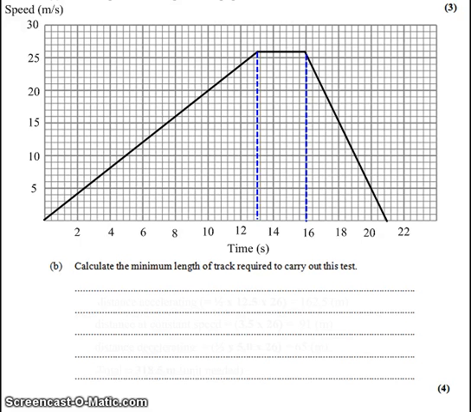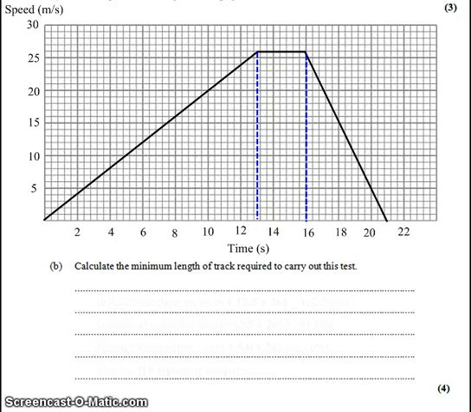Part B is to calculate the minimum length of the track required to carry out the test. Now to do that we have to work out the total distance travelled by the vehicle during the test. Looking at the graph, we can see that the graph is split into 3 distinct parts. The first part, the accelerating, the second part, the constant speed, and the third part, which is the deceleration.